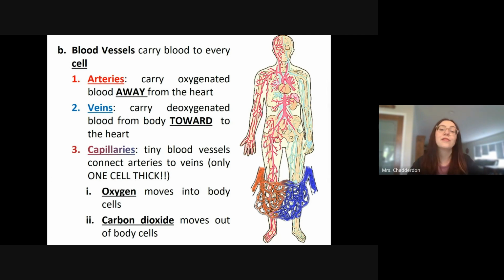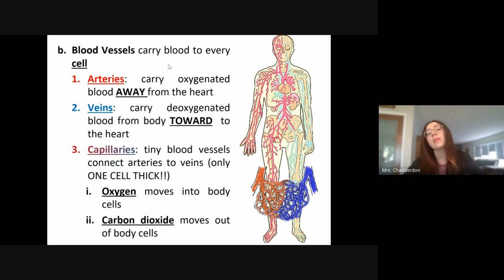Now let's look at blood vessels. The vessels come off of the heart and throughout the body, as you can see in this image here. There are 3 types of vessels. 1, arteries. They carry oxygenated blood away from the heart. Oxygenated blood means it has more oxygen. It's oxygen rich, right? And arteries go away from the heart because they are carrying blood with oxygen to your cells. Your cells need oxygen.